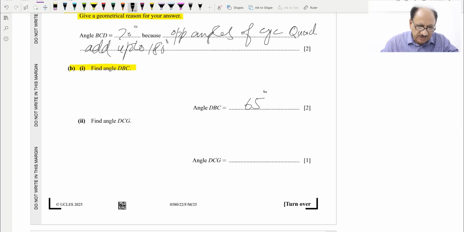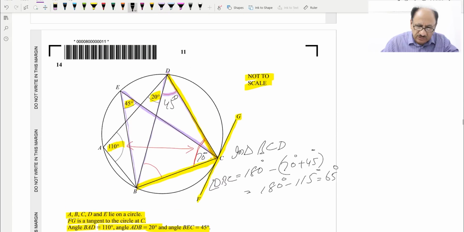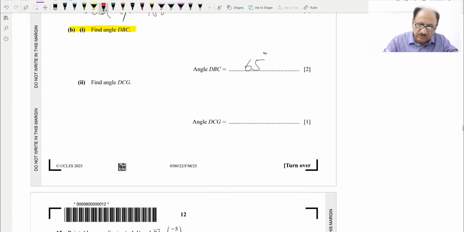After that, they are saying DCG. Which angle is DCG? This is the outer angle, this one, which is this one is 65, which we just found. So this angle and this angle are like the alternate segment theorem, so this will also be 65. So we can write this as 65, and the reason is alternate segment theorem. They are not asking for that reason, but you should know that this is the alternate segment theorem.